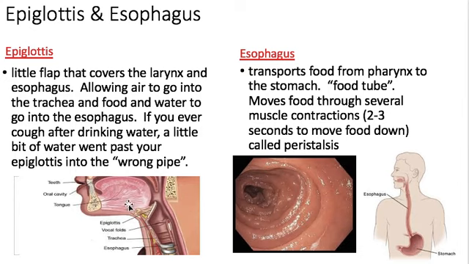We've talked about the epiglottis. I won't spend a lot of time here. The epiglottis is that little flap that covers your larynx so that we don't swallow food or drink liquid down into our respiratory system. If you ever cough a little bit after drinking water, people say that's going down the wrong pipe, and that's just a reflex your body has to try to get the liquid or food out of your larynx and your respiratory system.